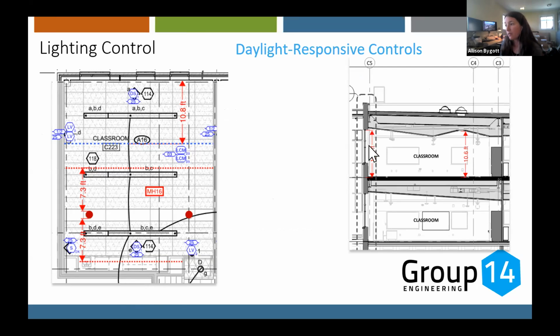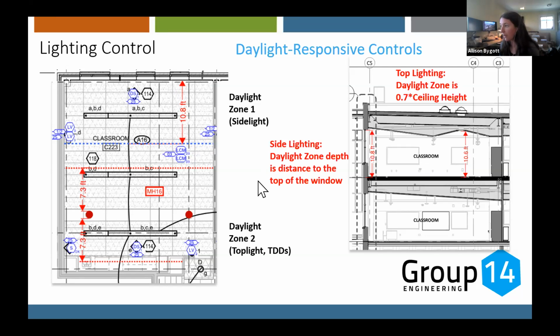This is an example of the kind of exercise you should be doing to figure out if a daylight sensor is required. You have to look at the ceiling height. For window fenestration, the height of floor to ceiling is the depth of the daylight zone. And when you have top lighting, like these solar tubes, it is 0.7 of the ceiling height, and you lay that out. This plan was missing the daylight zones, but this is how you figure it out. In this plan, the daylight sensor is sitting right here, and there's another daylight sensor right here.